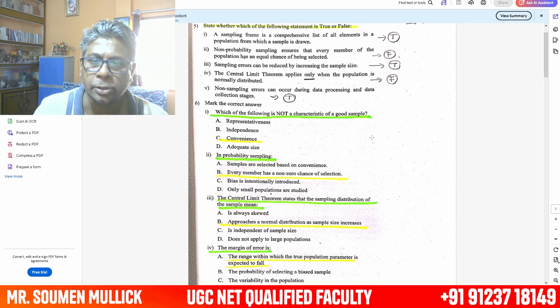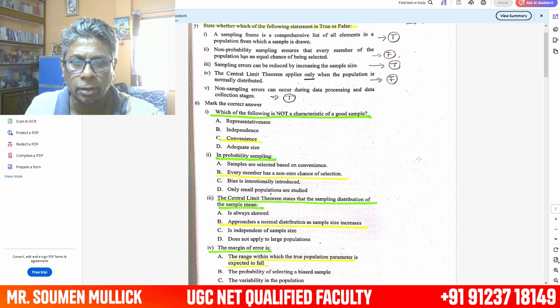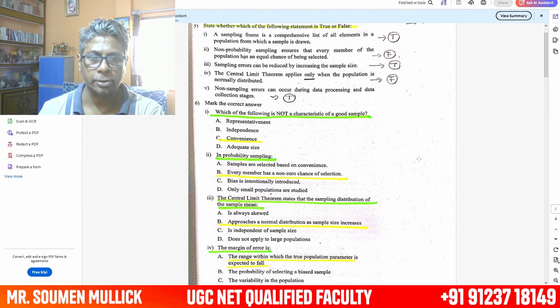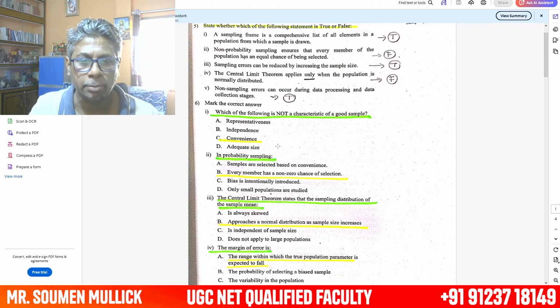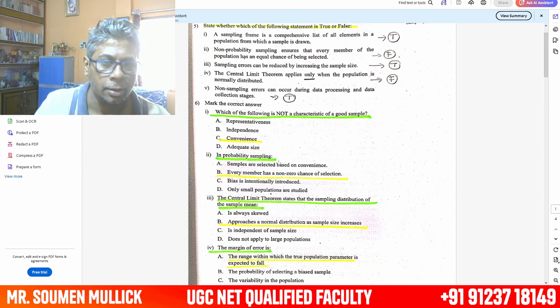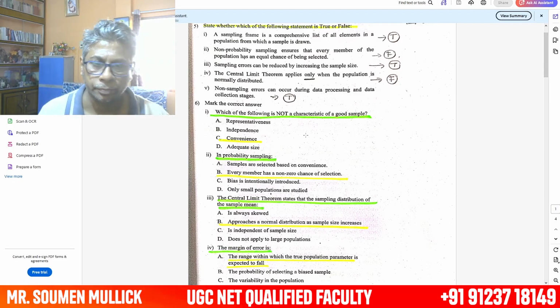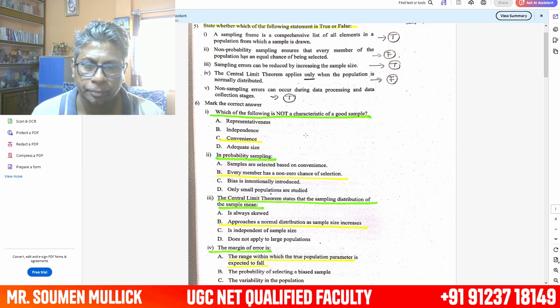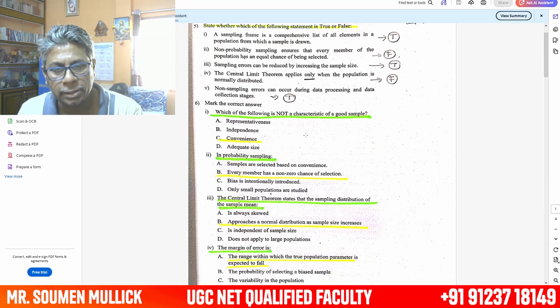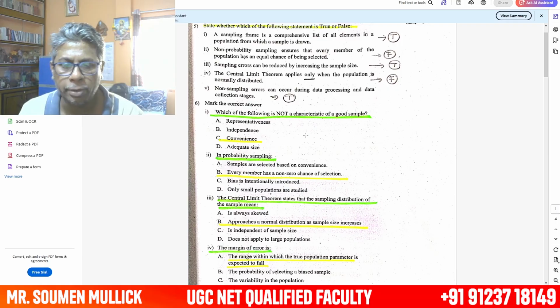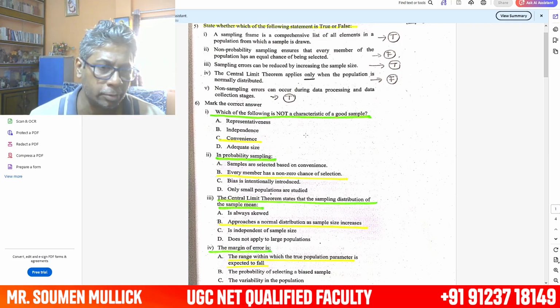Which of the following is not a characteristic of a good sample? Which is not? Representativeness, independence, adequate size, these are all important characteristics of a good sample. Only convenience is not. So convenience is the correct option. In probability sampling, every member has a non-zero chance of selection. In probability sampling, this is true. Every member has a non-zero chance of selection.